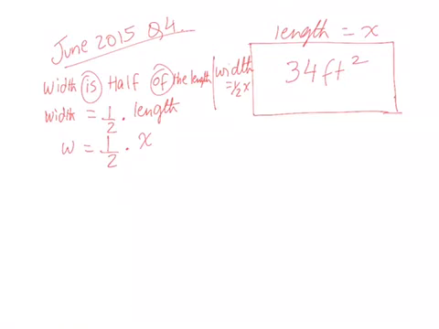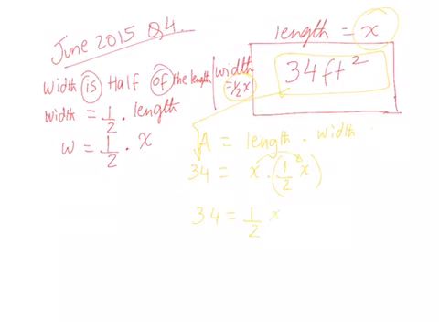So let's solve this. The area of any rectangle is the length times the width. The length is x, so let's plug that in. And the width is half x, let's plug that in. And all of this is equal to 34, so we'll put that on this end. So 34 is equal to half. We'll distribute the x in, so we'll get half x squared. And then we'll employ SADMAP.